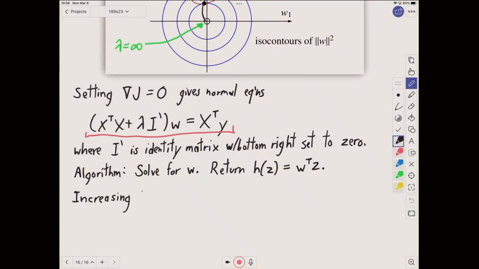So again, we are treating lambda as a hyperparameter, and the effect is that the bigger lambda is, the more regularization we're going to have, and therefore the smaller weight vector we're going to have.